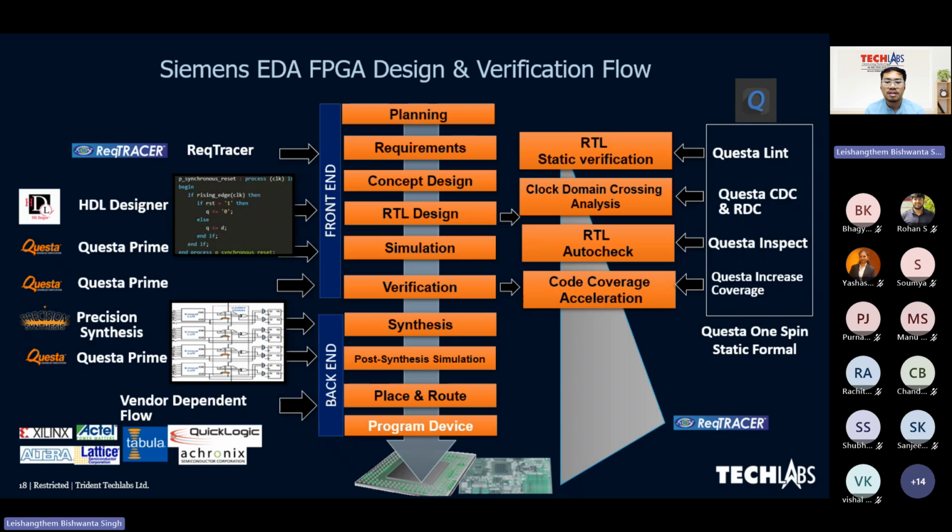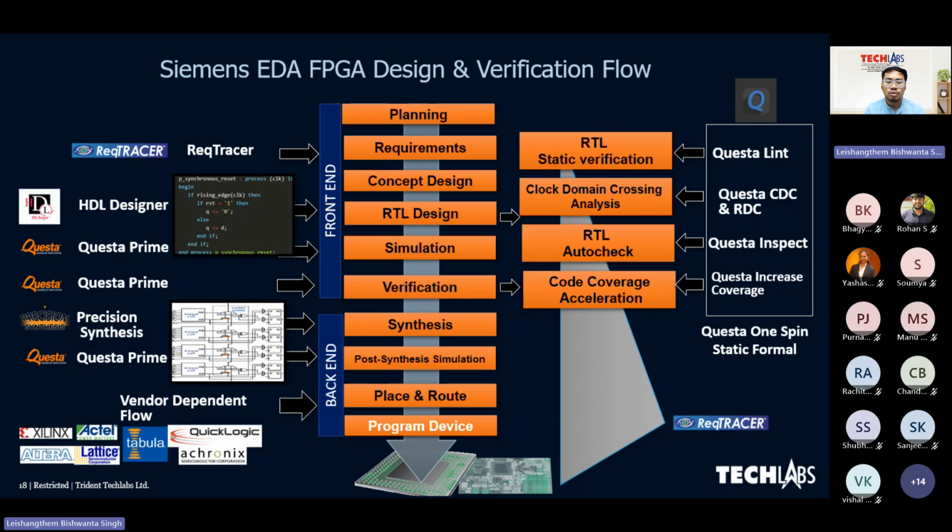So for that matter, you need to produce formal verification evidence that part of your code is unreachable. So unreachability analysis of formal verification for level A and B. For that, we have the method called code coverage acceleration using formal technology. And Siemens EDA has a solution called Questa Inspect Coverage to help you with that.